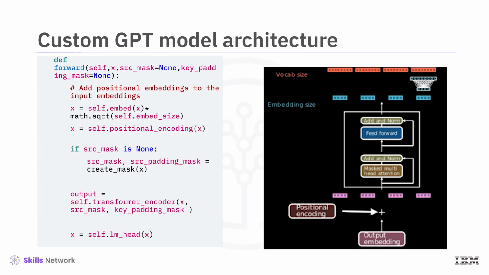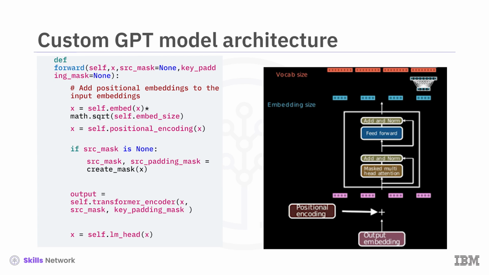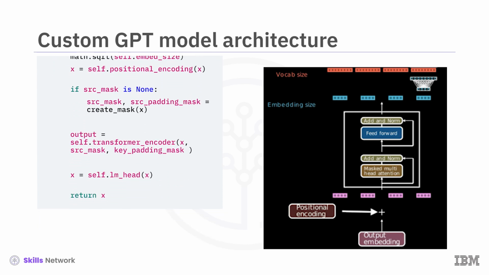Next, the forward method of the custom GPT model takes as an input a sequence of tokens X and adds the positional encoding. Further, add the source mask, SRC mask, and padding mask to the encoder to get the output as a sequence of contextual embeddings. This output is converted to logits.